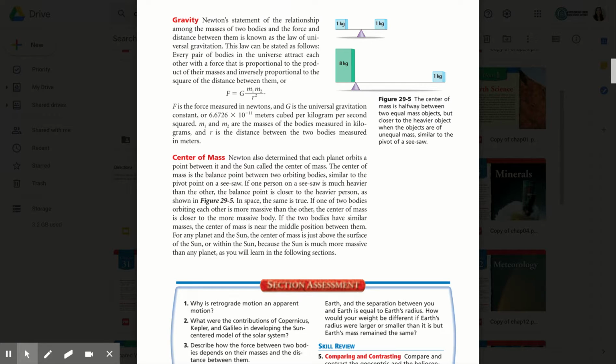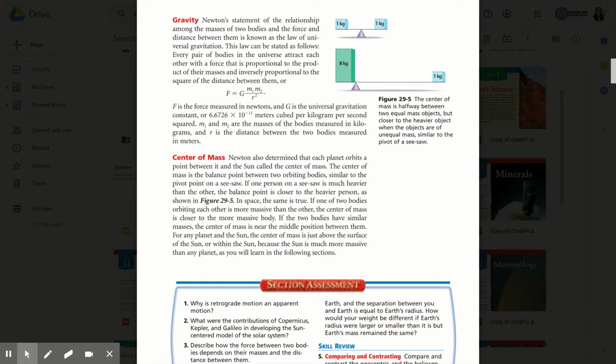Center of mass. Newton also determined that each planet orbits a point between it and the sun called the center of mass. The center of mass is the balance point between two orbiting bodies, similar to the pivot point on a seesaw. If one person on a seesaw is much heavier than the other, the balance point is closer to the heavier person, as shown in figure 29.5. In space, the same is true.